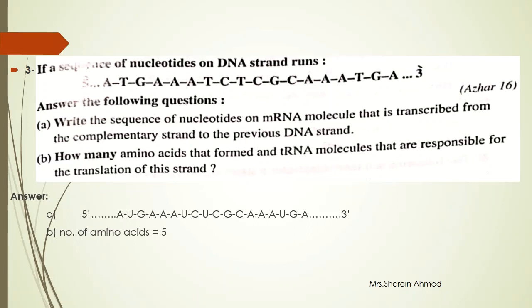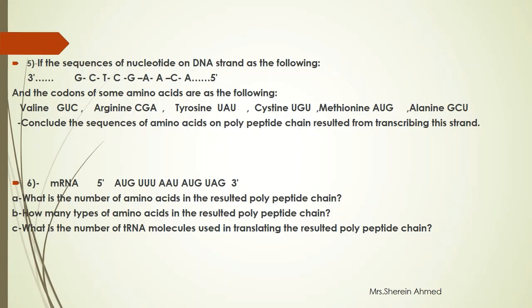The number of tRNAs we have mentioned before. If there is a repetition, the number of tRNAs equals the number of types of amino acids, not the number of them. So we have a repeated codon here, AA. So the number of tRNA molecules is 4. If the sequence of nucleotides on a DNA strand is as the following, and the codons of some amino acids are the following.